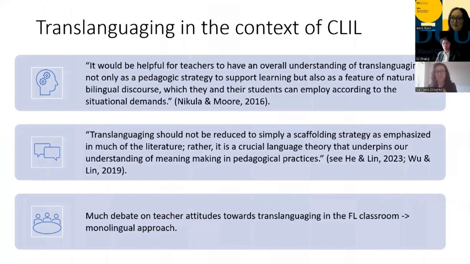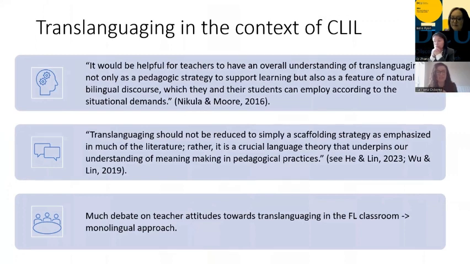Translanguaging in the context of CLIL has been somewhat reported on. The first quote we see from Nakula and Moore in 2016: it would be helpful for teachers to have an overall understanding of translanguaging, not only as a pedagogic strategy to support learning, but also as a feature of natural bilingual discourse, which they and their students can employ according to the situational demands. So, a more natural approach to this.